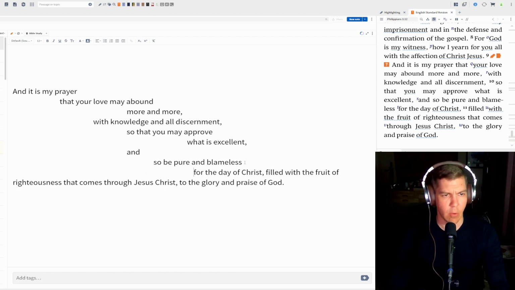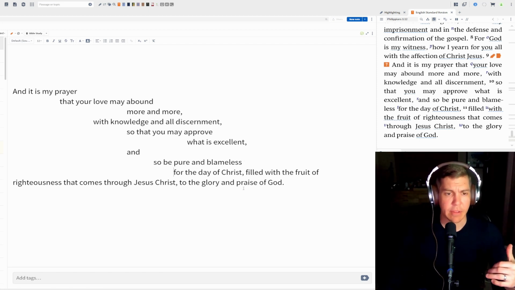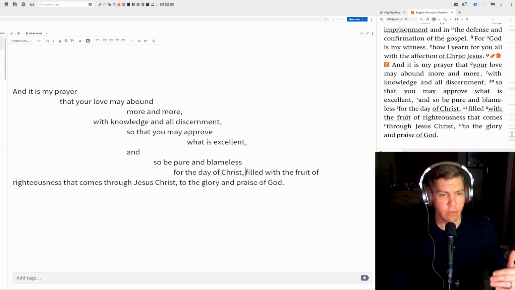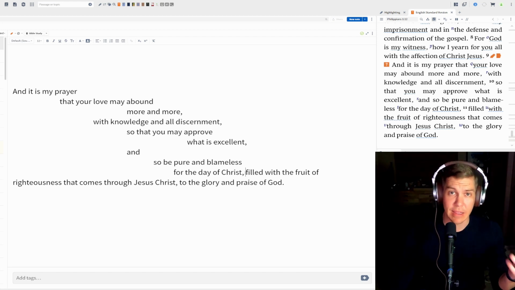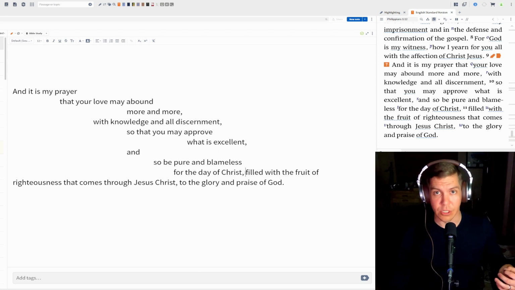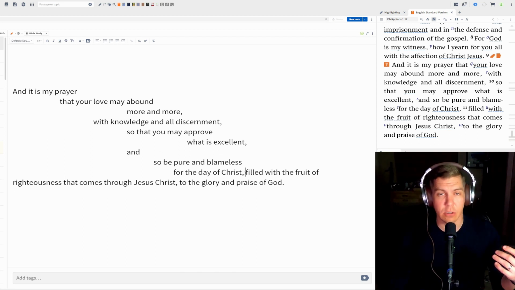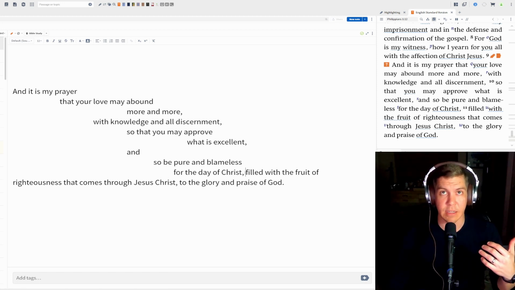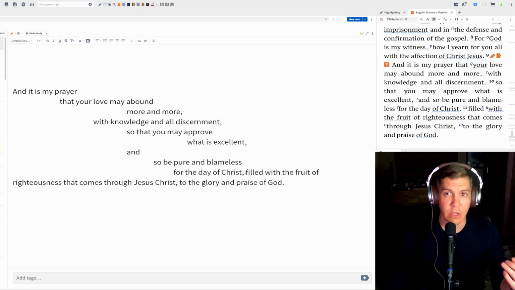Now, I realize we're starting to kick things over a little bit, but it is helpful as we think about this to lay it out this way. At the same time, so be pure and blameless for the day of Christ. And we've got a comma here, which, the punctuation in the English translation is not derived from the Greek originally. There wasn't that same punctuation, but the translators are doing the punctuation to try to help us understand as they best understand it themselves what's going on.